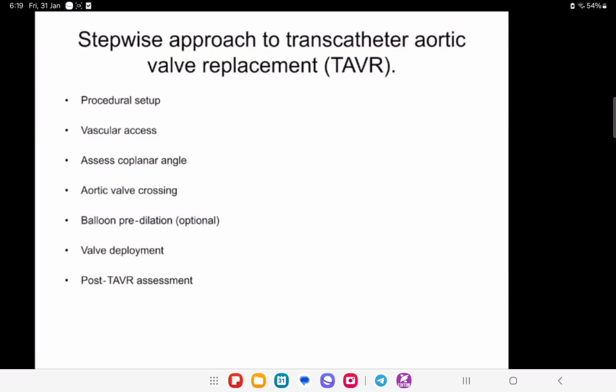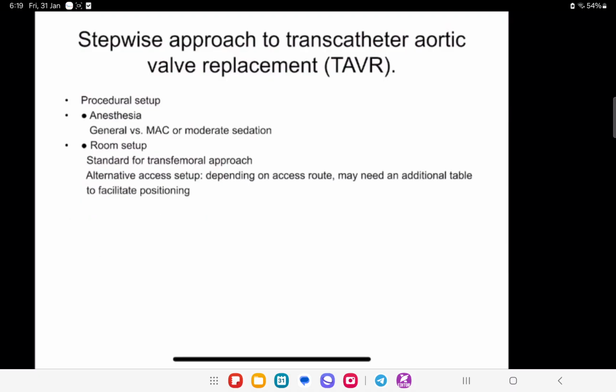Stepwise approach to transcatheter aortic valve replacement. The steps are procedural setup, vascular access, assess the coplanar angle, aortic valve crossing, balloon pre-dilatation, valve deployment, and post-TAVR assessment. Procedural setup: anesthesia, general versus moderate anesthesia. Room setup is standard for the transfemoral approach. For alternative access, depending on the access route, you may need an additional table to facilitate positioning.